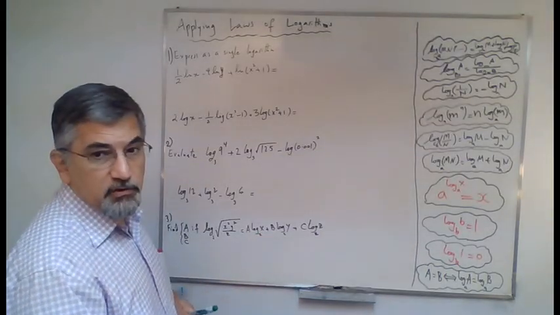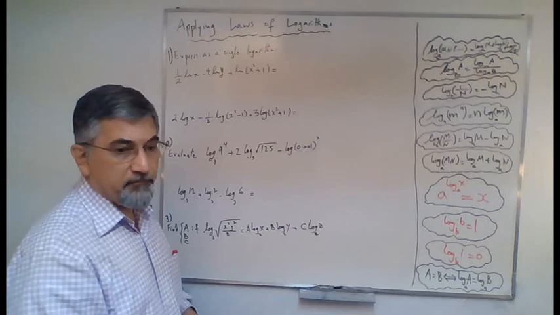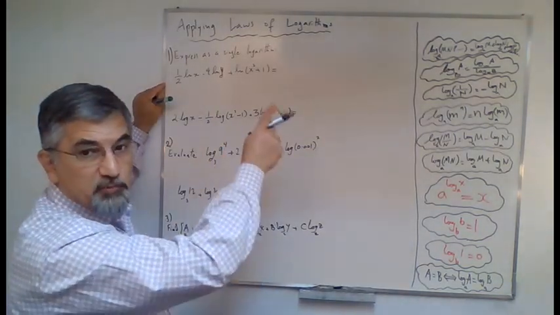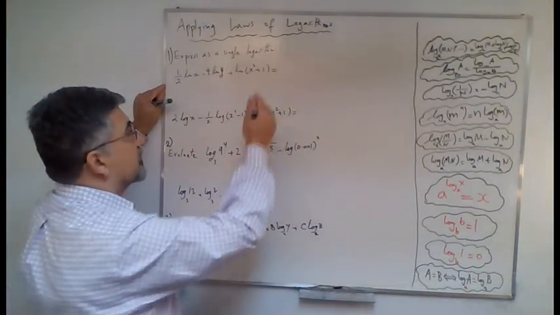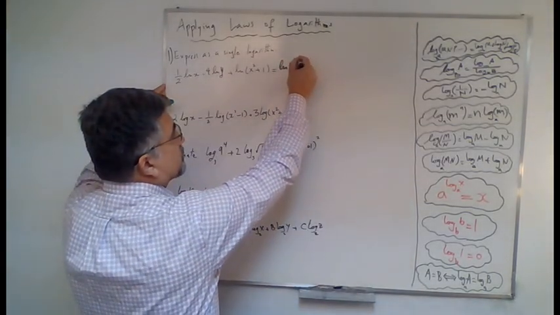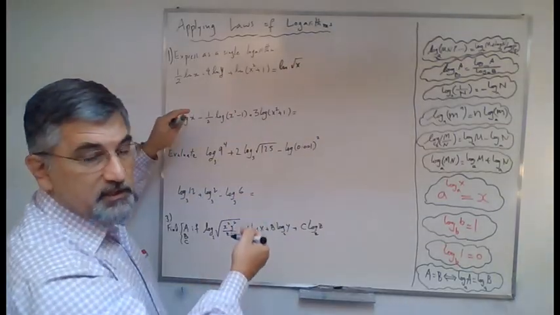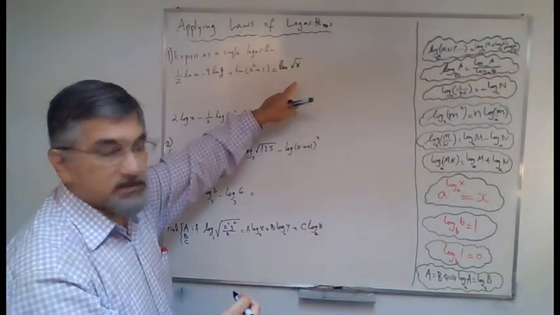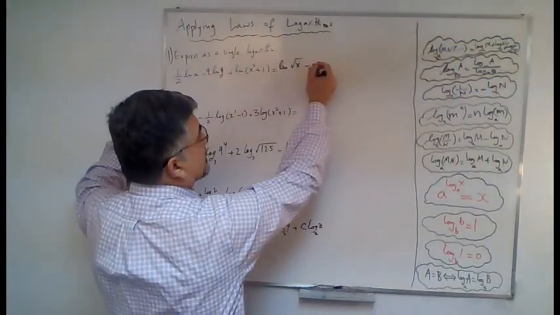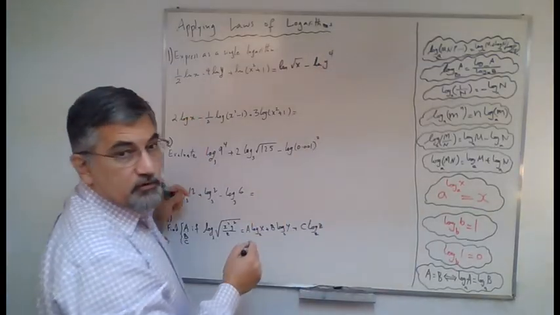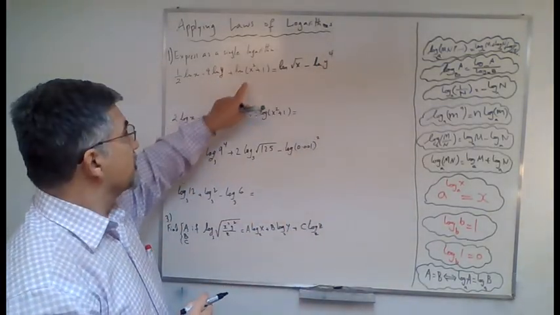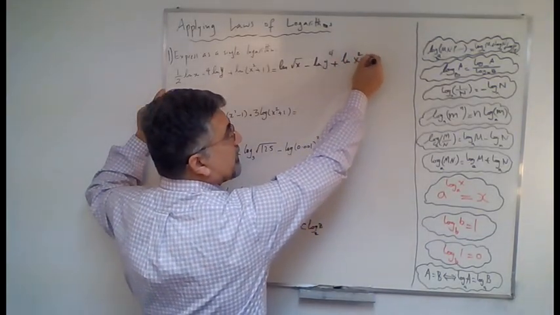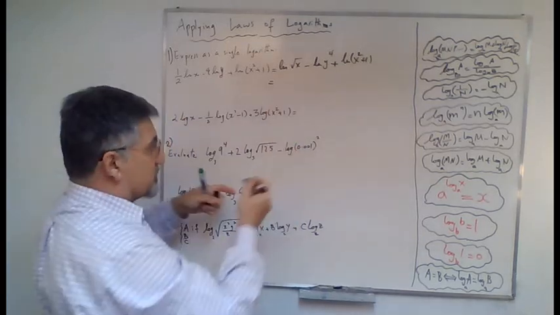Okay, so we are going to use the power law of logarithm first. The coefficient becomes an exponent for the argument of the logarithm. So we're going to have ln of square root of x here, because you know that x to the exponent of 1/2 is actually square root of x. And then here we're going to have minus ln of y to the 4. Again, the coefficient becomes an exponent. And then this one doesn't have any, so it's going to remain unchanged. So this is the first line we get.